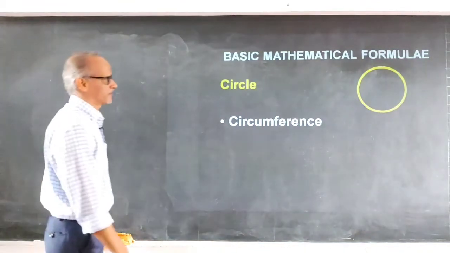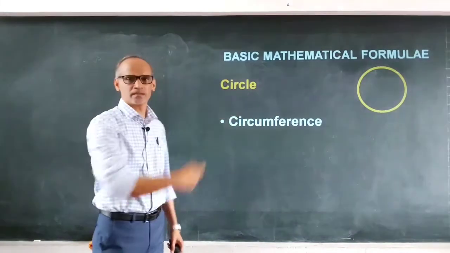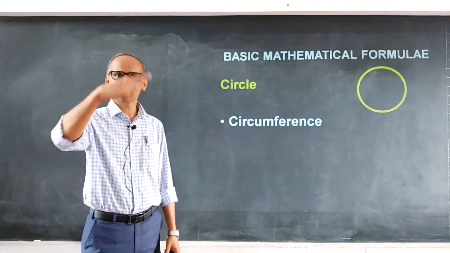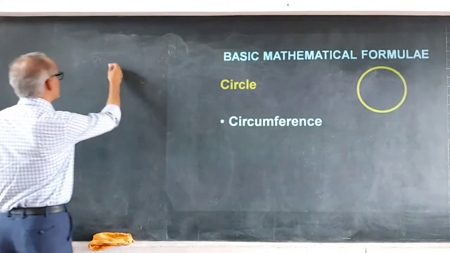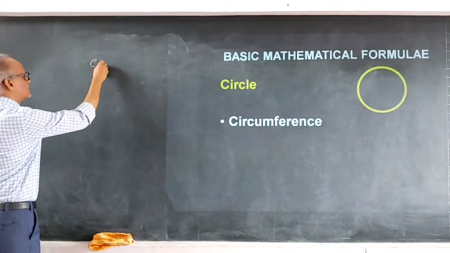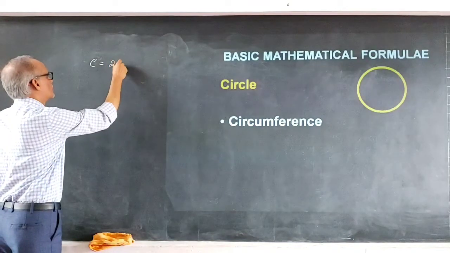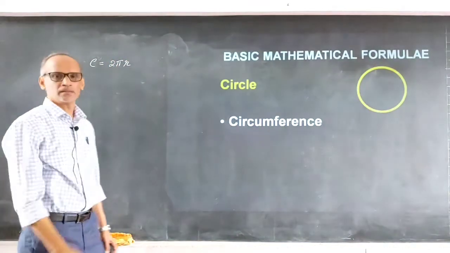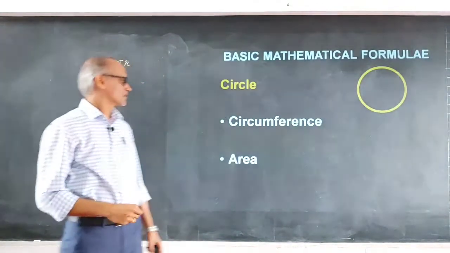So first, what is circumference? Now when we say circumference, circumference is basically the total length of the circle. Total length of the circle is called circumference. So what is the formula for circumference? Okay, I'm going to write here. So C is the symbol used for that, and C is equal to 2 pi r is the circumference. Clear?